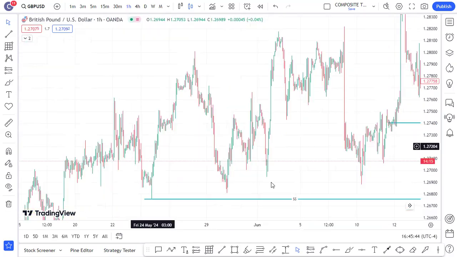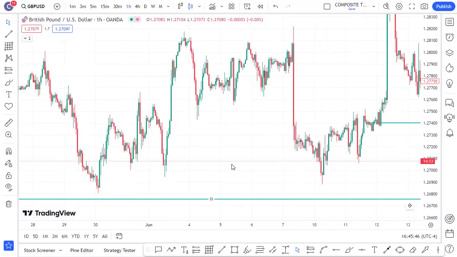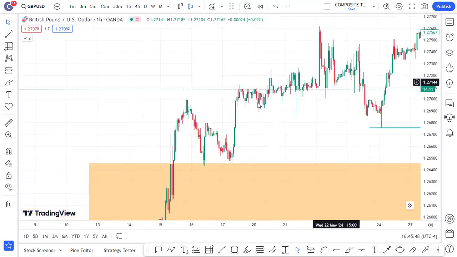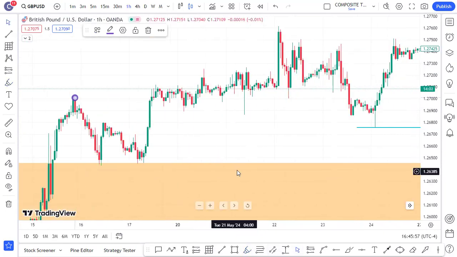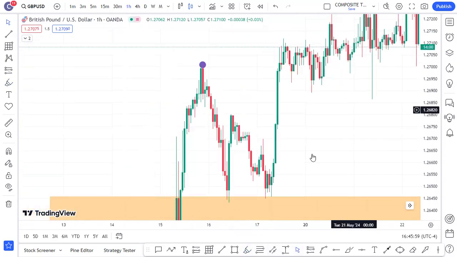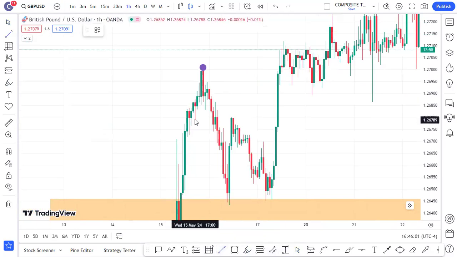What do we have here? According to 1 hour time frame structure mapping, you can see the price is still bullish, yeah? The price is bullish, and this is the high, right? This being the high there. Was the inducement? This is the high. The inducement is here.